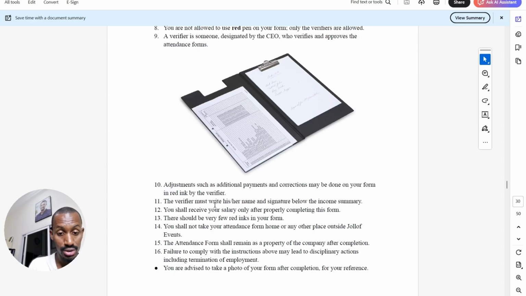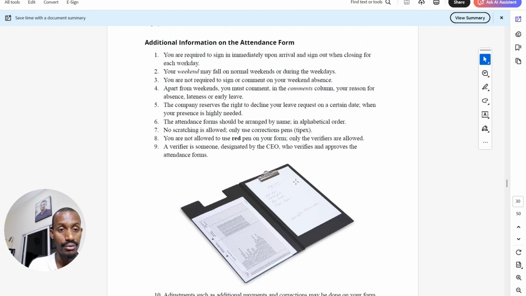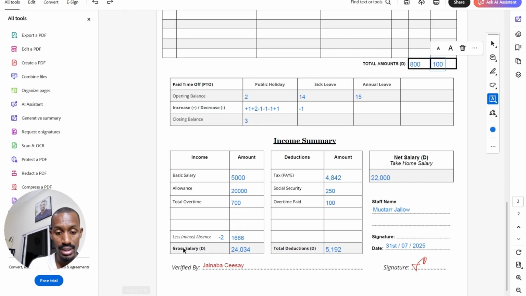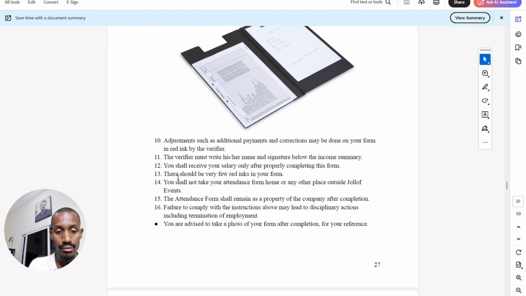The verifier must write his or her name and signature in the income summary. I've already spoken about this. That is here, verified by, for example, Jenaba Cisse, and the signature. Like this is Jenaba Cisse verifying my attendance form before making a payment. All right, you shall receive your salary only after properly completing your attendance form, by filling the daily attendance correctly, overtime correctly, paid time off correctly, and the income summary correctly.